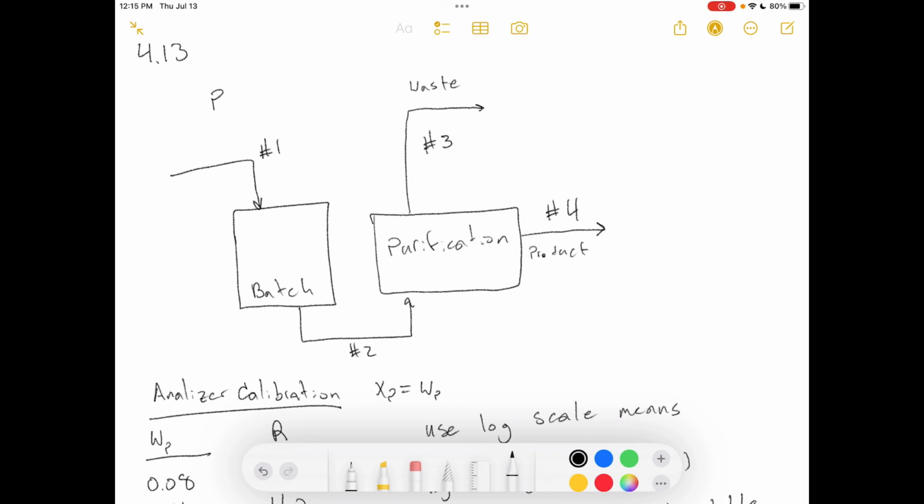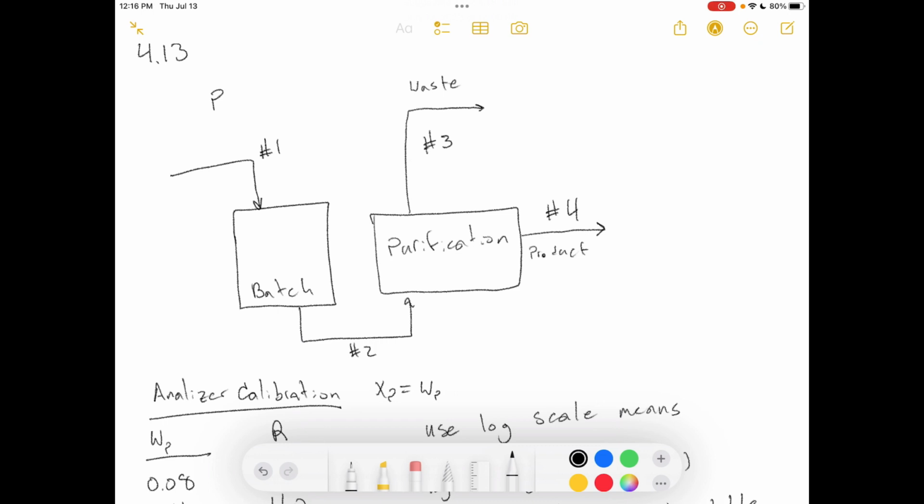We're doing problem number 4.13 from Elementary Principles of Chemical Processes, 3rd edition. The problem says, a pharmaceutical product, P, is made in a batch reactor. The reactor effluent goes through a purification process to yield a final product stream and a waste stream. The initial charge, feed, to the reactor and the final product are each weighed, and the reactor effluent, final product, and waste stream are each analyzed for P. The analyzer calibration is a series of meter readings, R, responding to known mass fractions of P, xP.